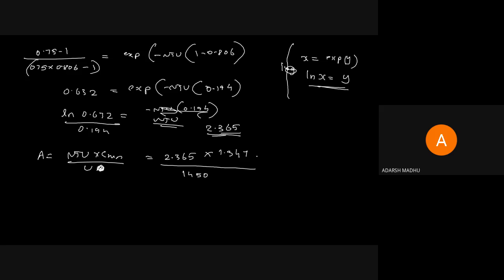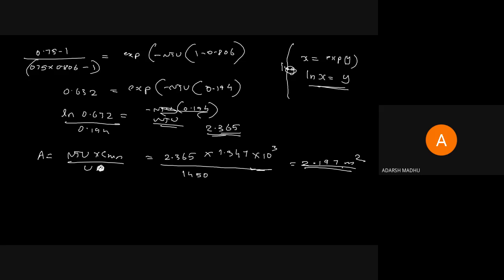So one of them must be converted. If you want the value of area in the unit of meter square, you want to convert kilowatt into watt. So 1.347 into 10 raised to 3. So we will get the value of area here. That is, the area will be 2.197 meter square. Understand the form of this problem.